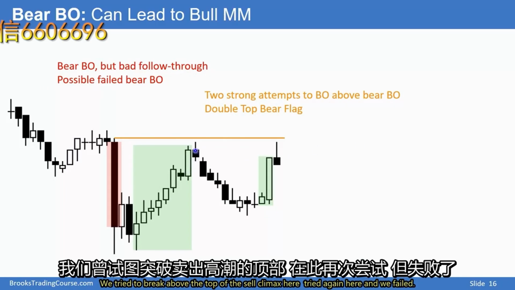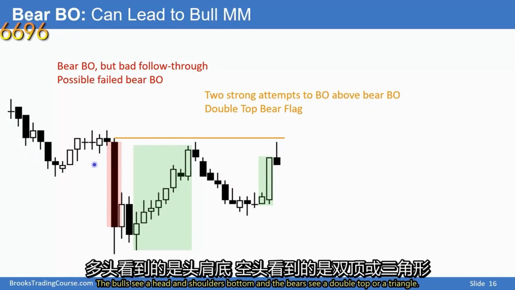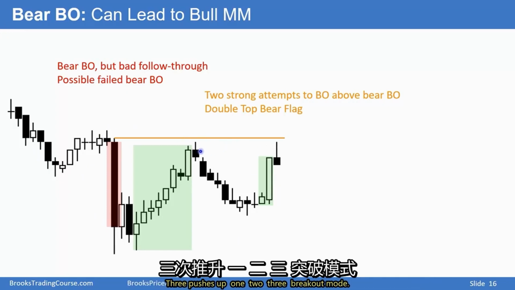We tried to break above the top of the sell climax here, tried again here, and we failed. The bulls see a head and shoulders bottom, and the bears see a double top or a triangle, 3 pushes up, 1, 2, 3, breakout mode.